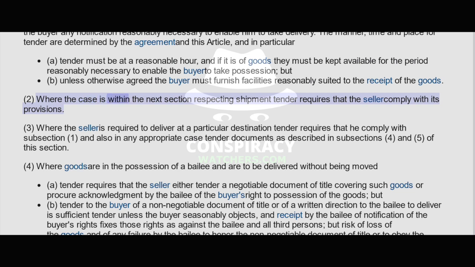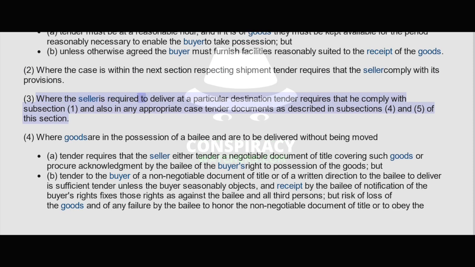Where the case is within the next section respecting shipment, tender requires that the seller comply with its provisions. Where the seller is required to deliver at a particular destination, tender requires that he comply with subsection (a) and also in any appropriate case tender documents as described in subsections (4) and (5) of this section.